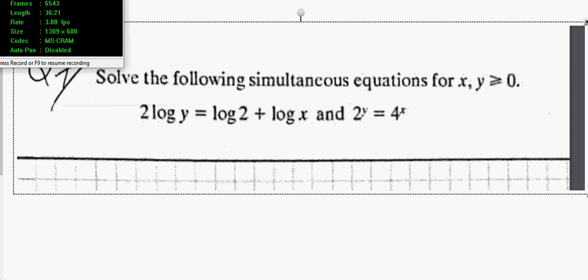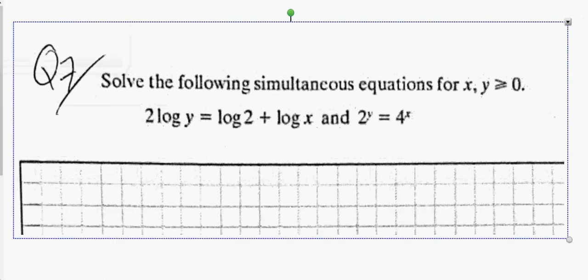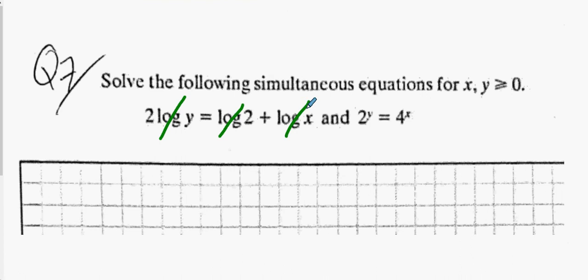If there's an ask for logs, you want to use the log rules that are in your table. You do not do conventional maths. Conventional maths would have you cancel the logs, wouldn't it? Can't use conventional maths. Now, what did the log rules tell you about log 2 plus log x? What would be a good choice there? Log 2x.